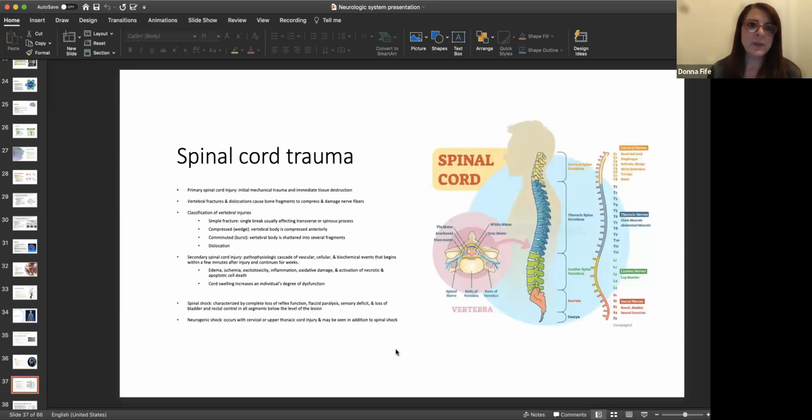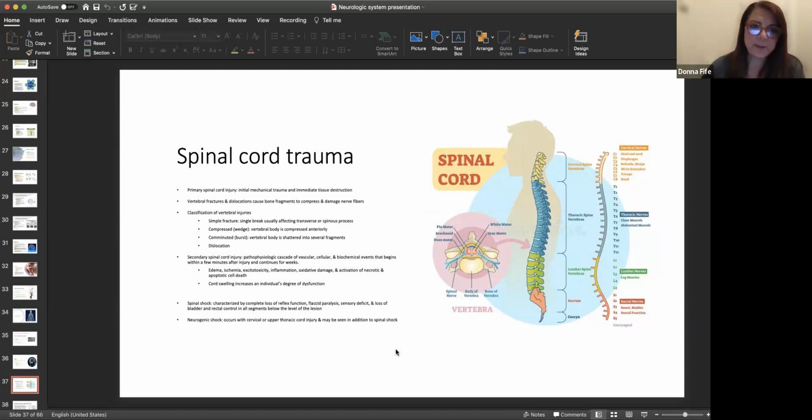Spinal cord trauma, primary spinal cord injury: there's an initial mechanical trauma or immediate tissue destruction. Vertebral fractures and dislocations cause bone fragments to compress and damage the nerves. The classification of vertebral injuries can be a simple fracture, which is a single break usually affecting the transverse or spinous process. A compressed or wedged fracture, where the vertebral body is compressed anteriorly. Or comminuted, which is a burst, where the vertebral body is shattered into several fragments. Or there can be dislocation.